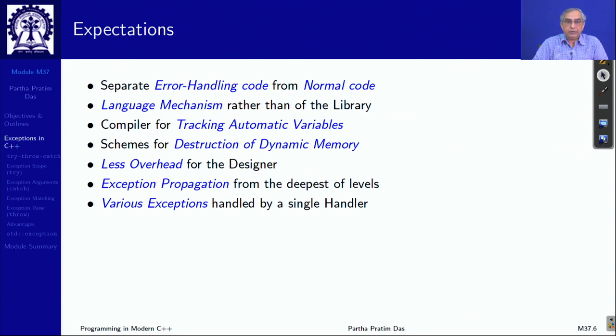It can come out of deep levels of nesting by propagating the error in an appropriate way, which we saw we were kind of trying to do using local go-tos. We do not need to do that anymore. Exceptions support this kind of proper exit from the deepest level of nesting, and various exceptions can be handled by a single handler. So, these are the expectations, and they are rightly met by the exception handling mechanism in C++.